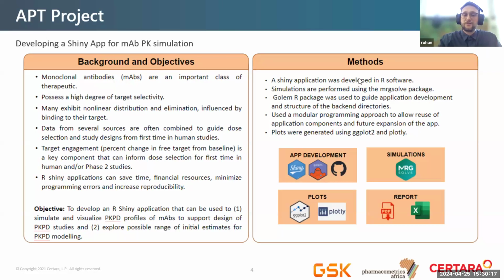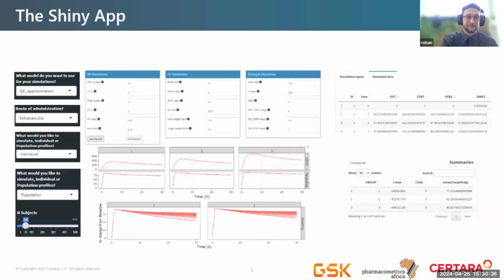So the methods we used, obviously we coded in Shiny. We used the Golem framework. The simulation we did with mrgsolve. And then for plots and the reports, we did general things in R, ggplot, things that you should be fully aware of by this stage.